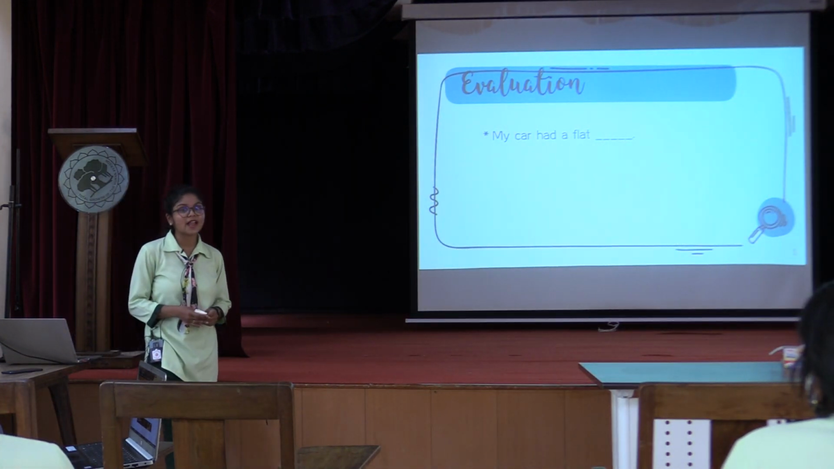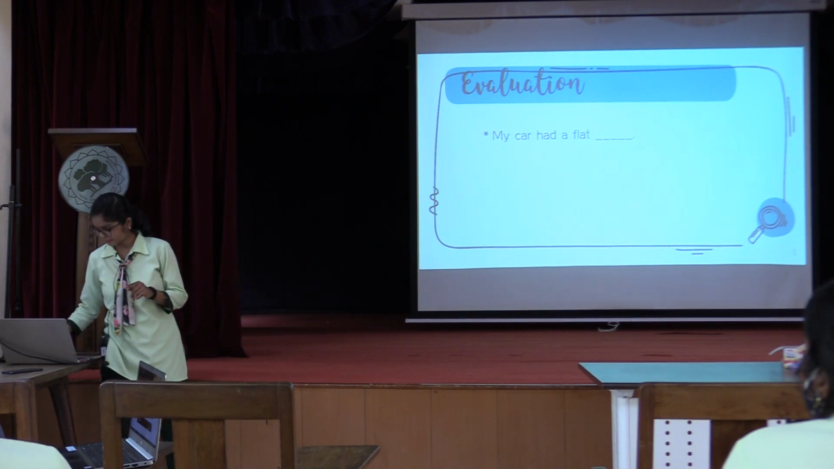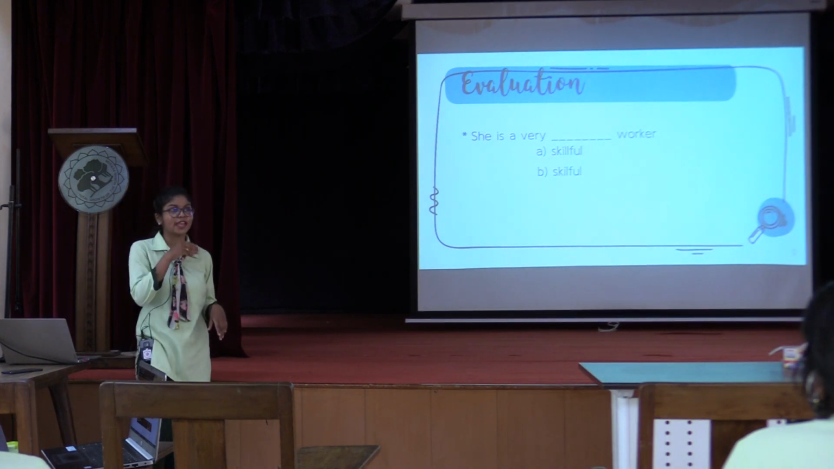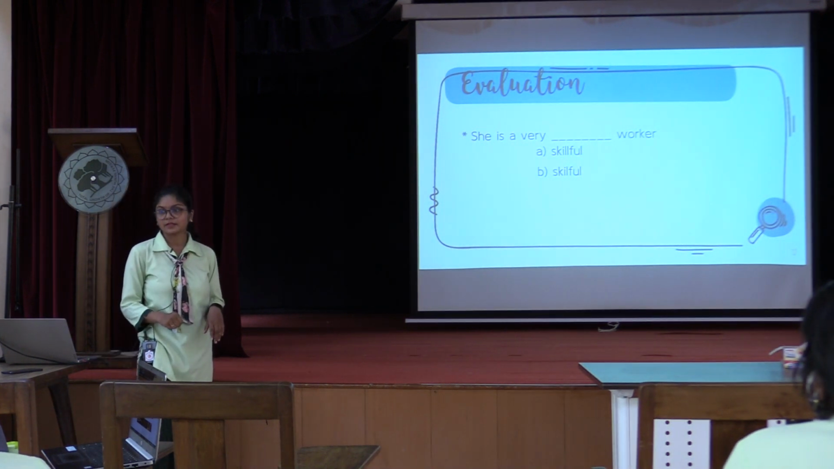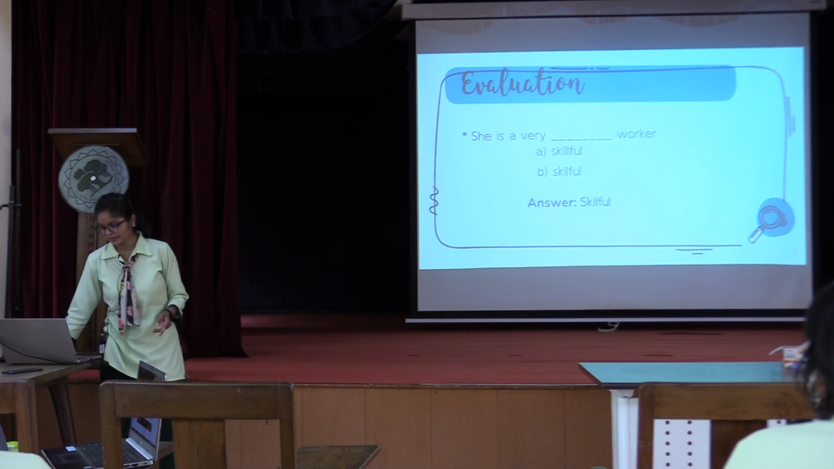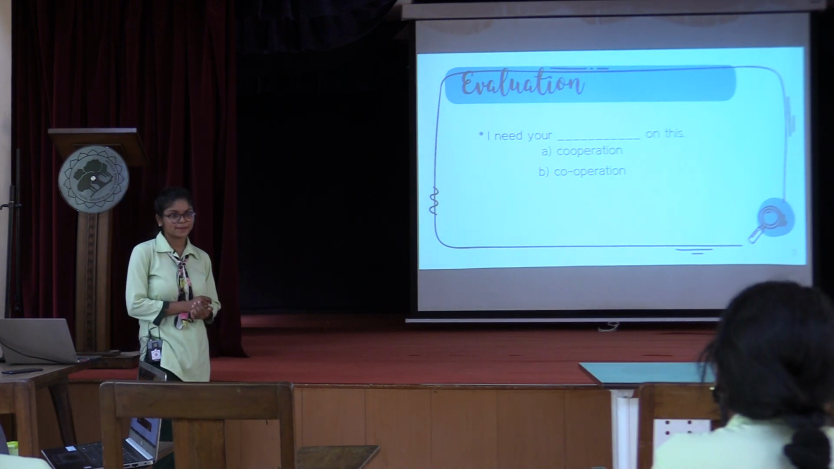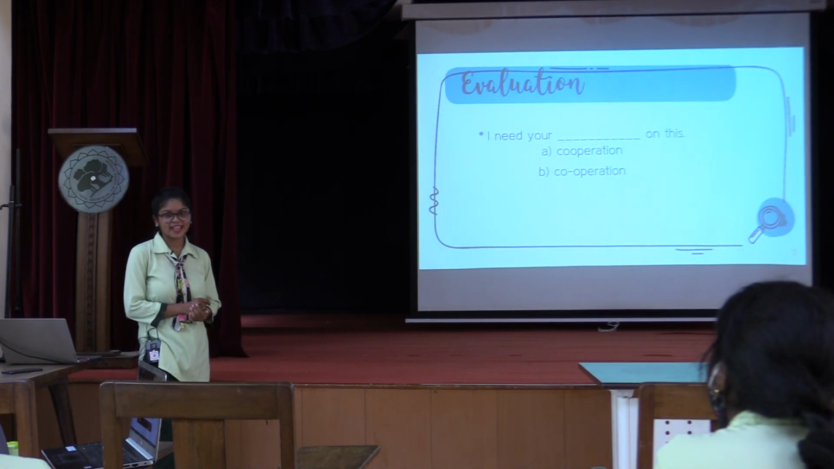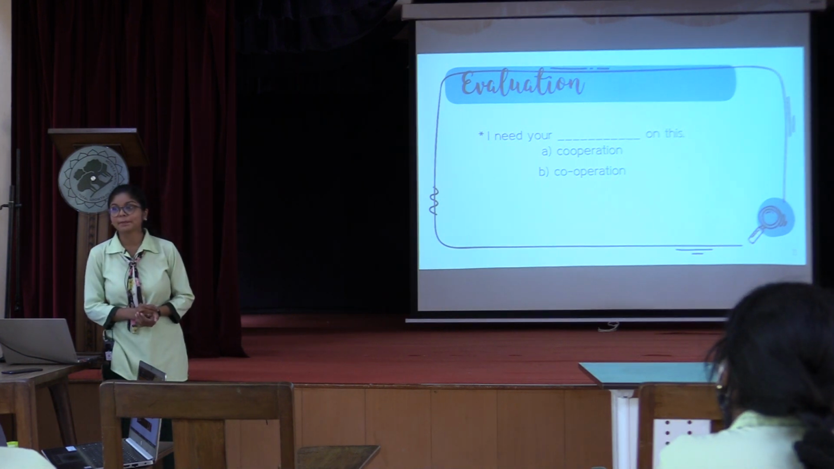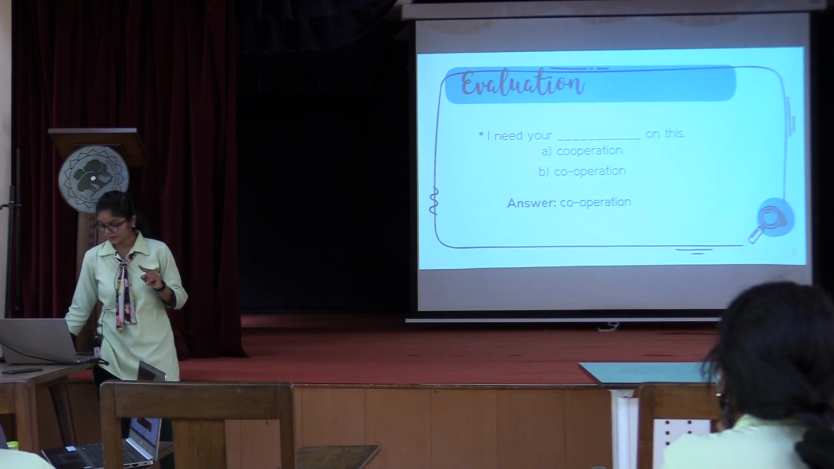My car had a flat tire. How would you spell it? Yes, very good. A or B? Both are skillful. B. Okay, good. I didn't stress much on this, because the British will use hyphens, whereas the Americans tend not to.